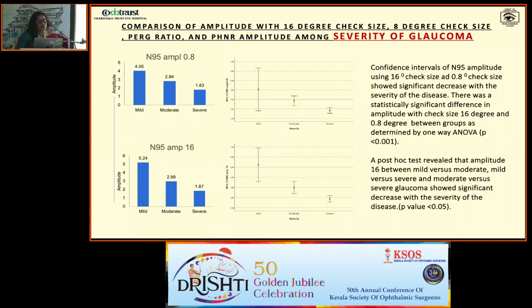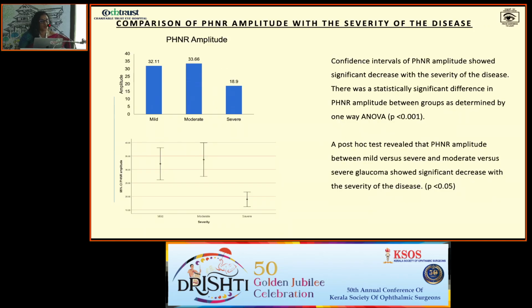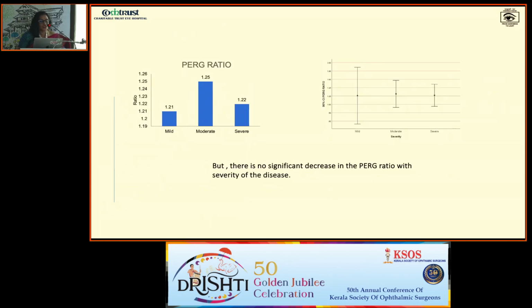And then we went on to compare the waves according to the severity of the glaucoma. We found that the more severe the disease, the greater the decrease. The amplitude and the PHNR also showed a decreased amplitude in more severe disease, whereas the PRG ratio did not have any statistically significant difference.